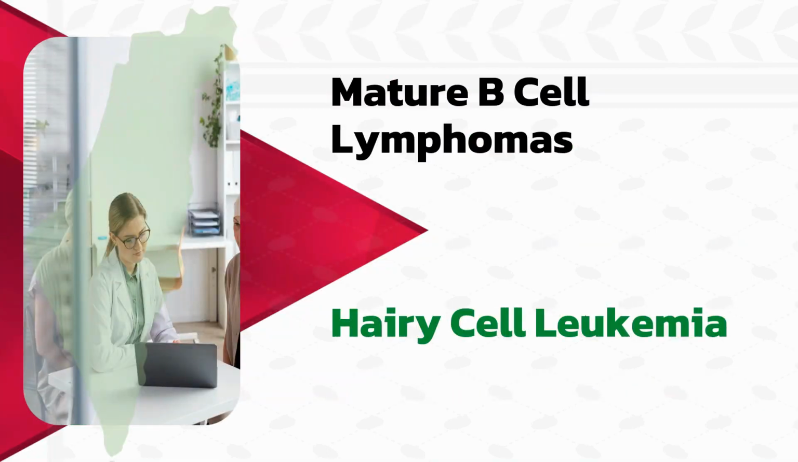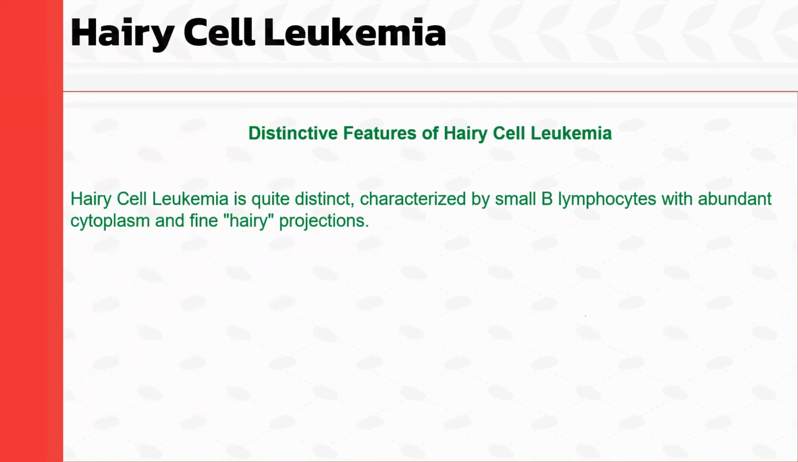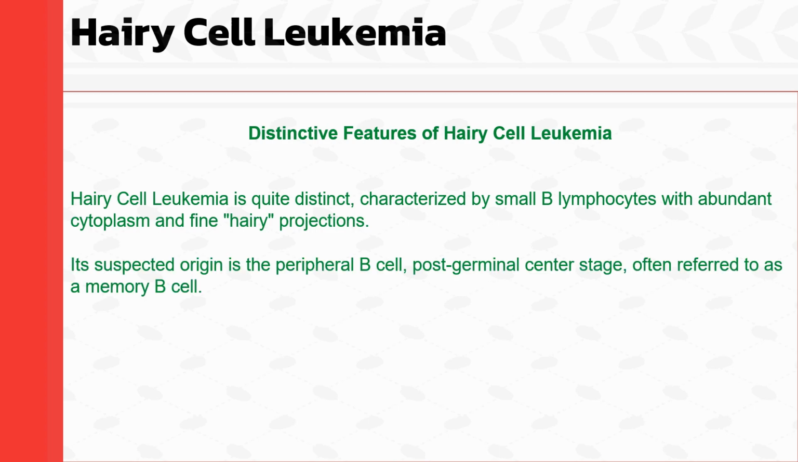We're delving into the intriguing world of hairy cell leukemia. This rare condition is characterized by unique features in its morphology and immunophenotype. We'll explore what sets it apart, its clinical aspects, and prognosis. So, let's jump right in. Hairy cell leukemia is quite distinct, characterized by small B lymphocytes with abundant cytoplasm and fine, hairy projections. Its suspected origin is the peripheral B cell, post-germinal center stage, often referred to as a memory B cell.